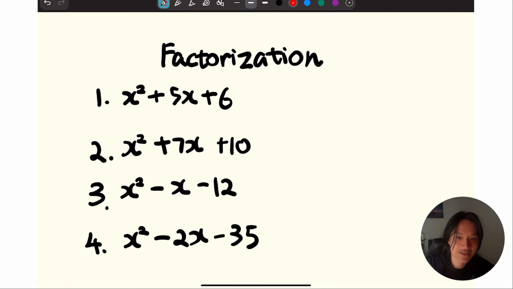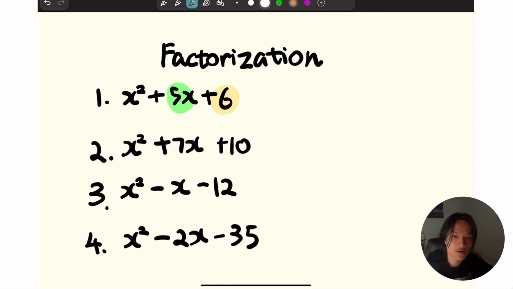Hello my friends, today I will show you how to factorize the following four quadratic equations. So let's take a look. We have x squared plus 5x plus 6. So let me highlight some of the terms, 5x and then 6.